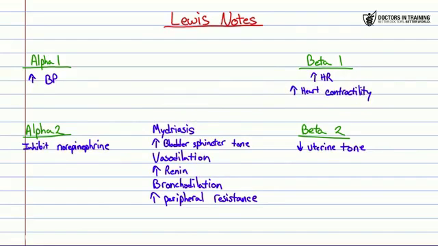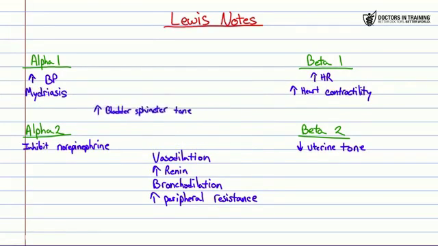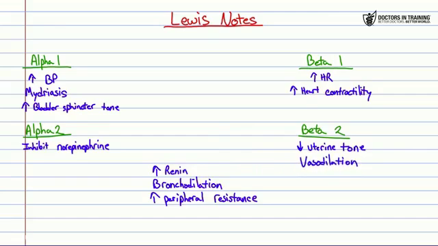Mydriasis, this is another one that's a little bit trickier to remember, but remember, mydriasis is going to go with our alpha-1. Increased bladder sphincter tone, again, alpha-1. And remember, our alpha blockers are going to be going after those. Vasodilation. So vasodilation, it's not dramatic, but you are going to get a little vasodilation with beta-2. Increasing renin, that's going to go with beta-1. Bronchodilation, very important one, probably the most important one to remember is going to be with beta-2 again.